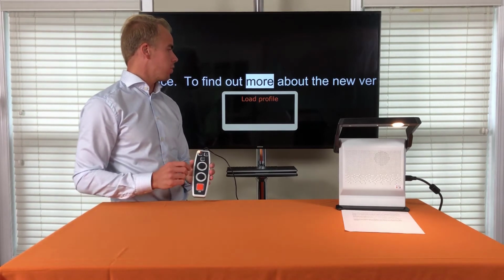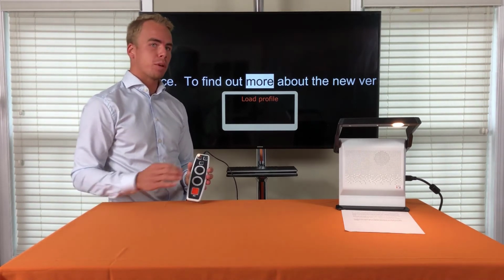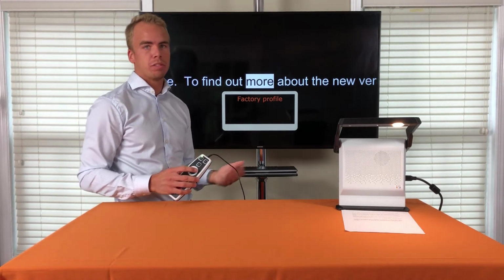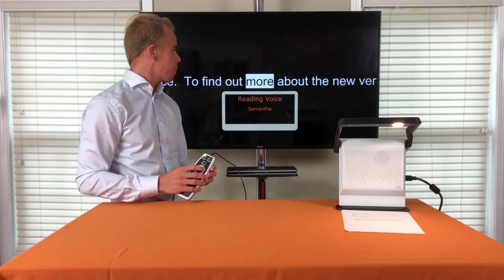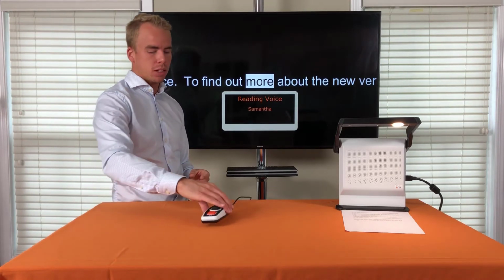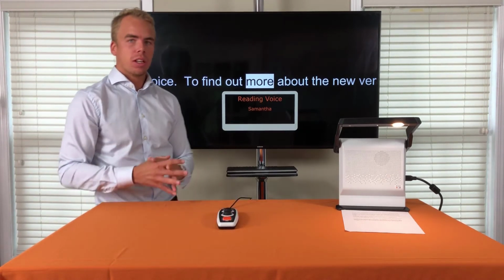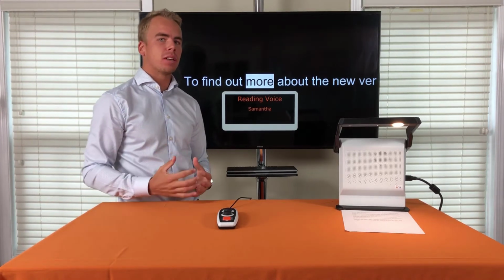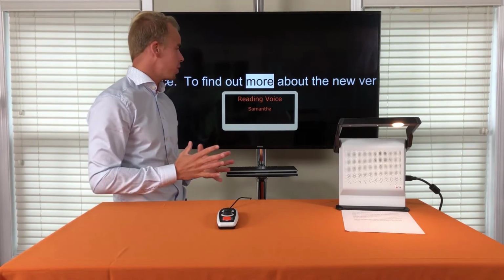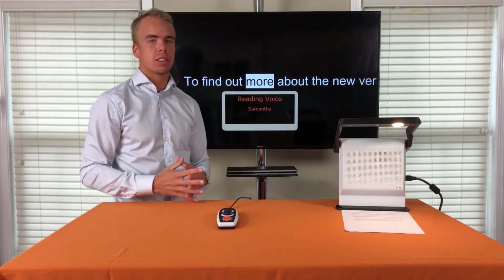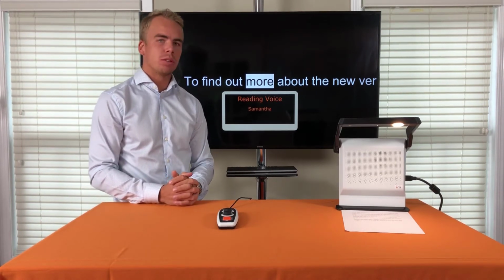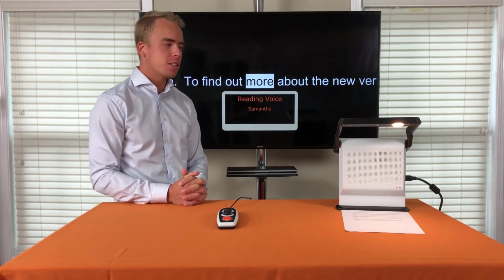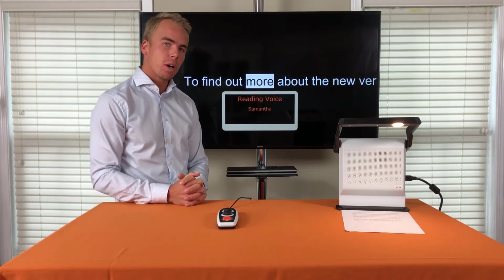Load profile. Press to select. You can also load an earlier saved profile. Factory profile. Press to select. You can easily restore and go back to the default factory settings. Reading voice. And now we're back on the reading voice where we started. So in this video I'm taking you through the settings menu, and I hope this was helpful for you to understand how you can adjust the MagniLink Voice 2 to your needs easier. So thank you for watching.